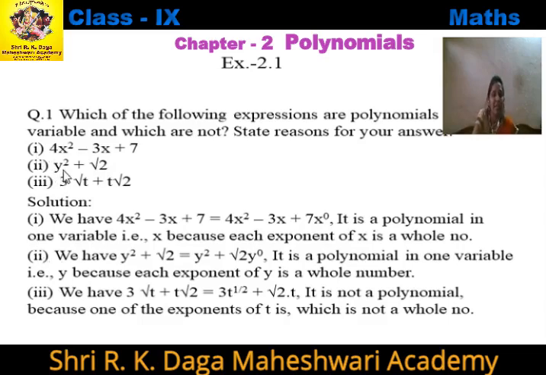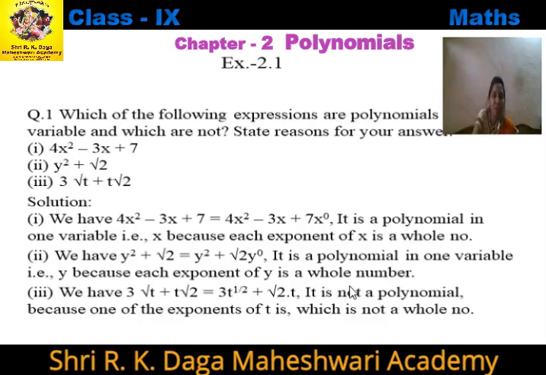Next example is y square plus under root 2. In this question, y square plus root 2 is y to the power 2 plus under root 2 into y to the power 0. Here also only one variable is used, which is y, and the powers of y are whole numbers, so it is a polynomial. It is a polynomial in one variable, that is y, because each power of y is a whole number.